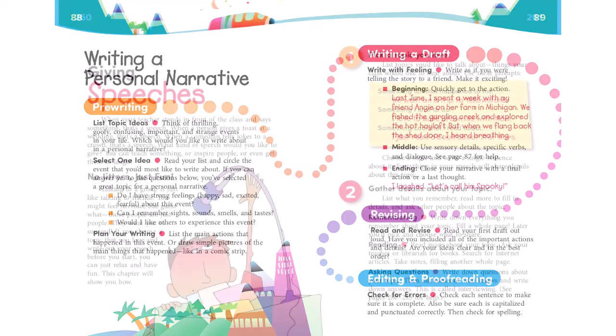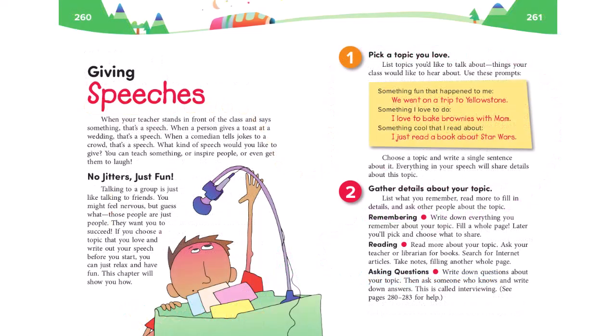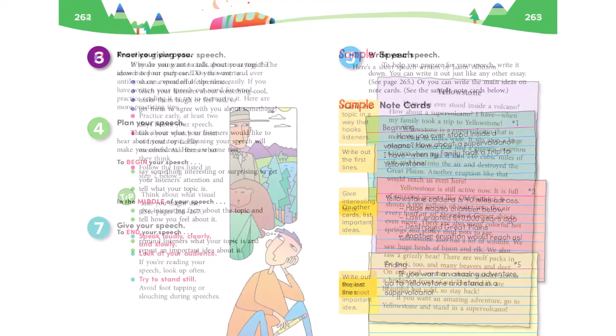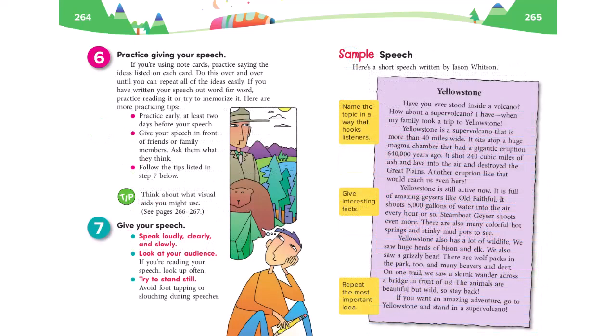Now let's take a look at the tools of learning. This chapter teaches students how to give speeches. It helps them pick a topic they will love and gather details about it. It helps them think about the purpose of their speech and to plan their speech, perhaps with note cards. It gives them support for practicing their speech and giving their speech.